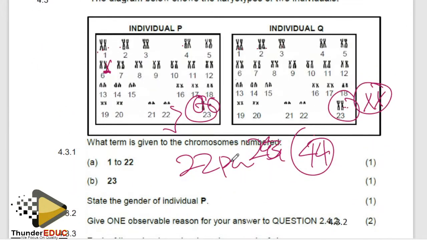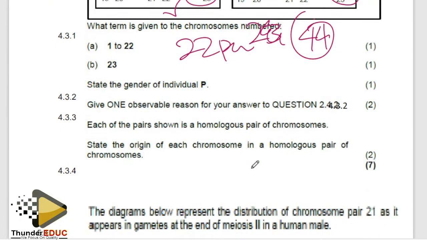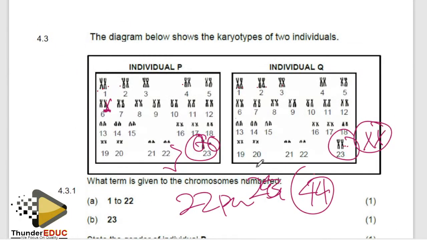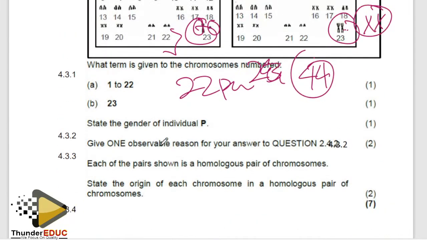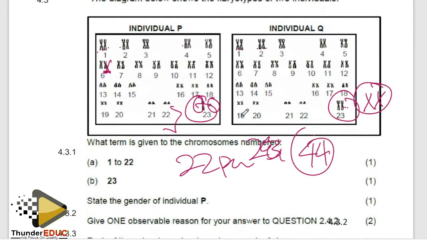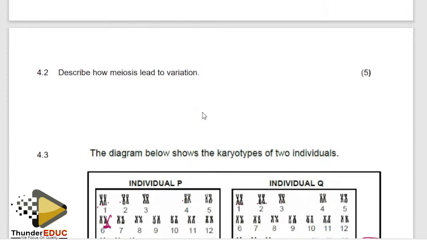So guys, make sure that you concentrate on those karyotypes. Make sure that you know how to identify them. Give one observable reason why. State the gender of P. Where is P? This one. We say that this P is a male. Why? Because the chromosome pair number 23 has 2 different chromosomes. One is big, one is small, meaning that one is X, one is Y. That's where people fail.